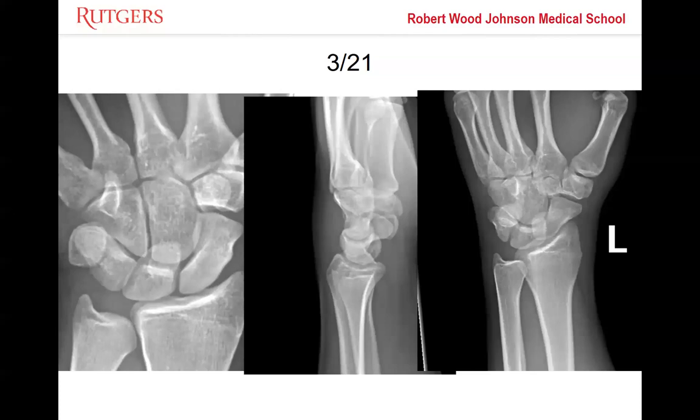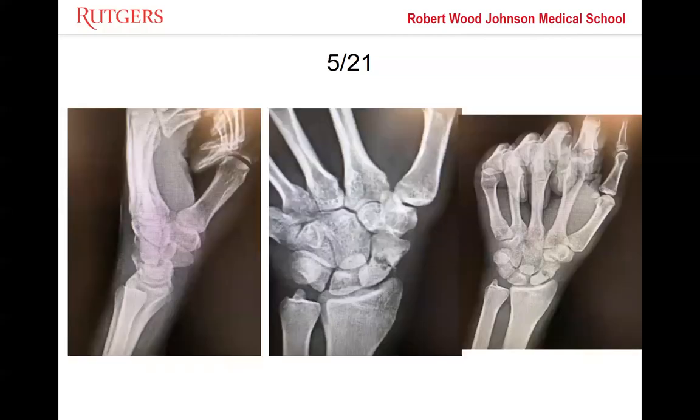I think that's exactly right. So we saw him, we put him in some immobilization, we did a splint, not a cast, and we said, come back in 2 to 3 weeks. He showed up 2 months later, and this is what we have.